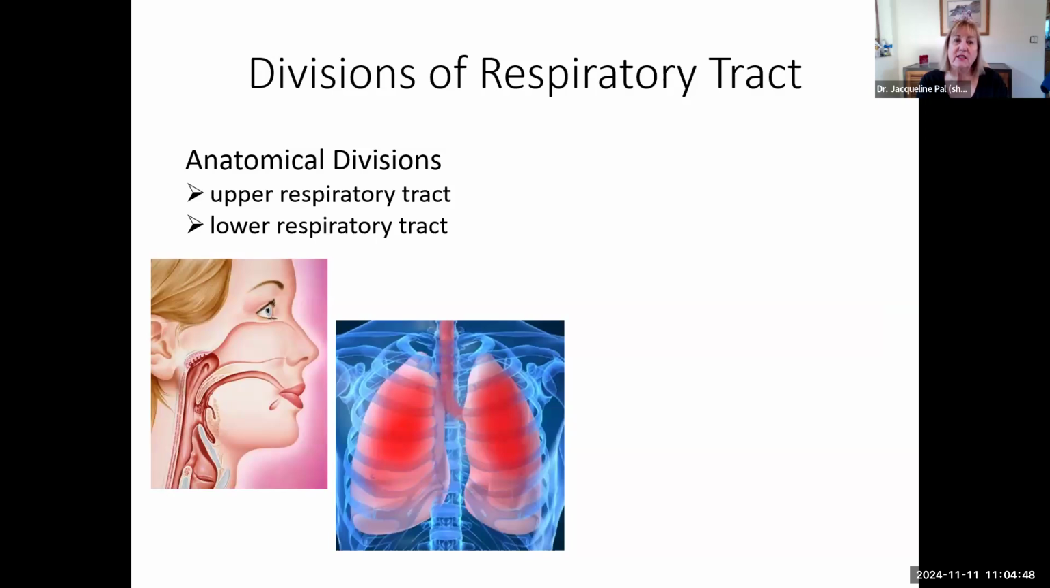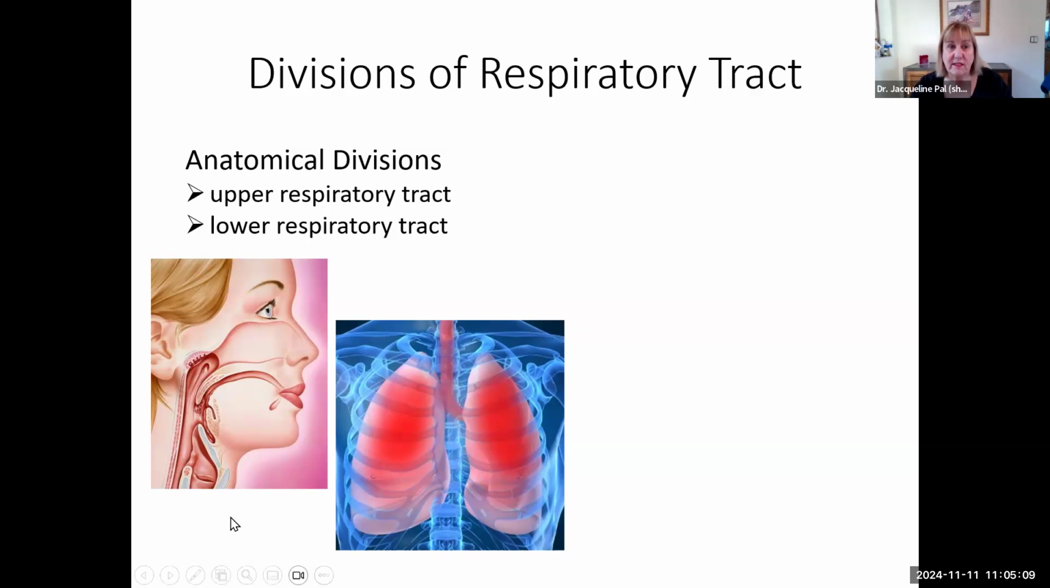Anatomically, we divide it into an upper respiratory tract and a lower respiratory tract. And as we go through the pathway, I will have names of structures, and I'll tell you this is upper, upper, upper, and then I will tell you when we are switching to the lower respiratory tract.